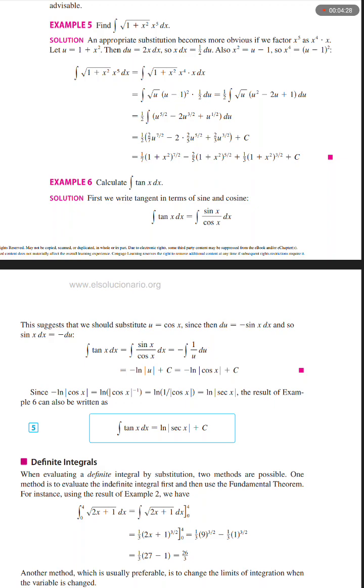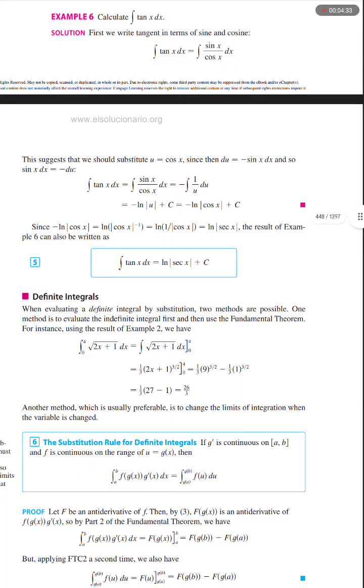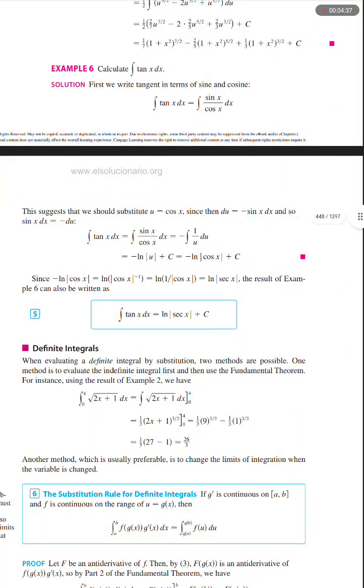Example 6. Calculate the integral of tangent x dx. Solution. First, we write tangent in terms of sine and cosine. The integral of tangent x dx is equal to the integral of sine x over cosine x dx. This suggests that we should substitute u equals cosine x, since then du equals negative sine x dx, and so sine x dx equals negative du.